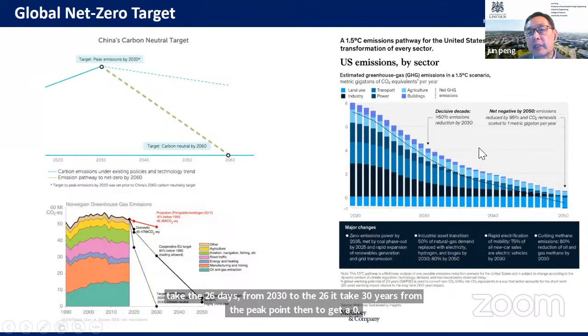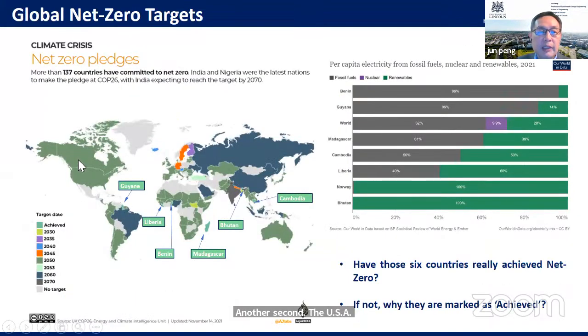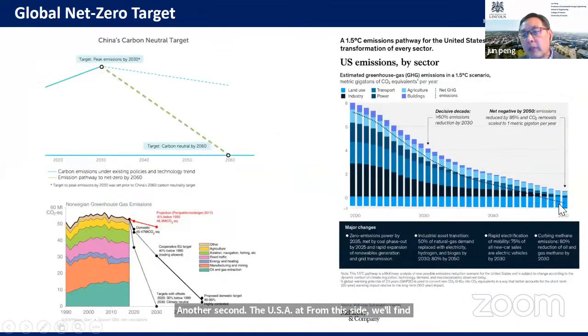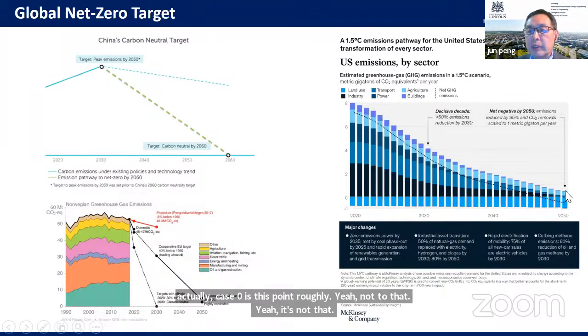Another big country, the second biggest, is the USA. From this slide, we find the USA also takes 2050 as a target. The USA has different sectors with different ways of reducing greenhouse emissions. By 2050, zero is roughly this point. By 2050, some sectors still have some greenhouse gas emission.